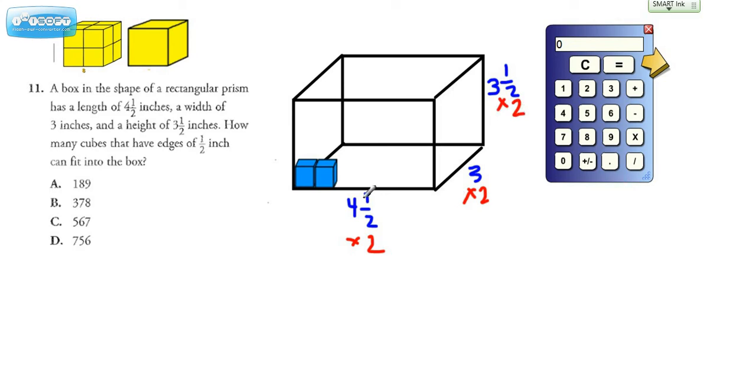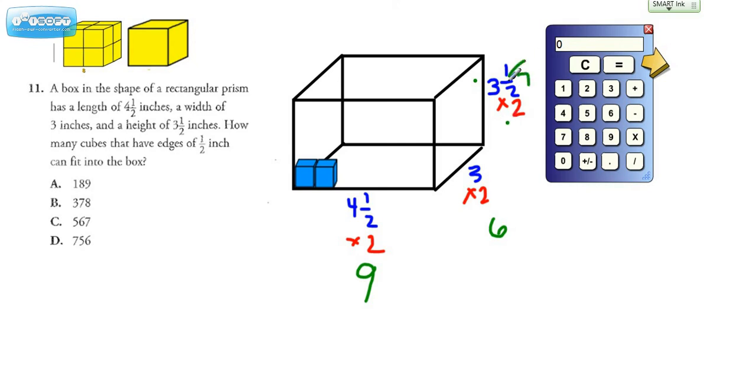All right, so if I do 4.5 times 2, I'll end up getting 9. So that's 9 of the half-inch cubes that would fit going this way. If I do 3 times 2, I would get 6. So that means 6 of these blue cubes going this way. And if I do 3.5 times 2, I'm going to get 7. So that means 7 cubes for a height. Let's see, where will we fit that? We'll put it right here.